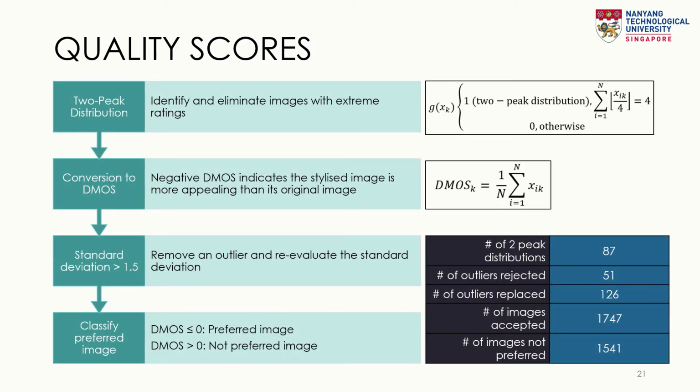This is a summary of the processing steps done on the subjective ratings. Images with 2 peak distribution were first discarded, followed by converting ratings of the remaining images to their differential mean opinion scores, DMOS. For each stylized image, the rating with the highest difference compared to the mean of DMOS was discarded, and images with more than 1.5 standard deviations after the re-evaluation were discarded as well. Images that were preferred have a DMOS of less than or equal to 0. Hence, a total of 1,747 images were accepted and made up PSIQAD.